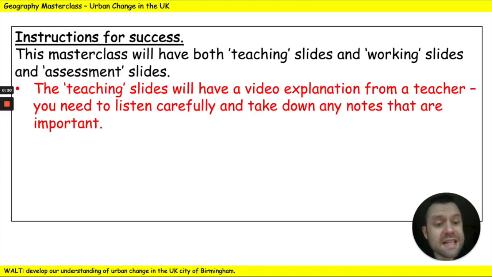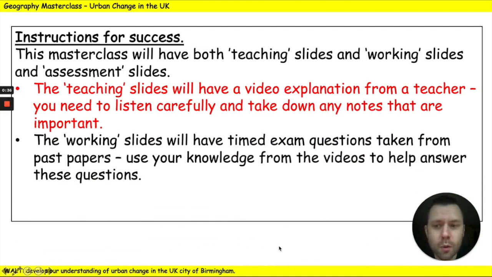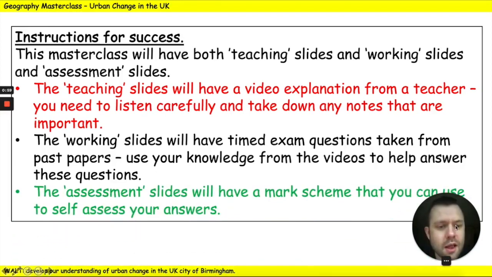Now, during this, listen very carefully, look at the images, pause if you need to, and take down notes that are important. The next mini episode or phase of this masterclass will be the working slides, and these will be timed exam questions from past papers, okay? And you're going to use your knowledge from your brain and the videos you've just watched and the tips from me to answer these to a really high standard. So hopefully you can achieve really, really high grades.